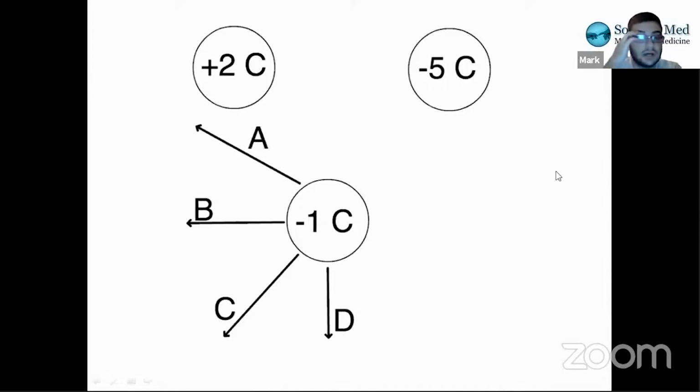And the question is, which way will this particle move as a result of these two particles? Will it go this way, where A is pointing? Will it go where B is pointing? Will it go where C is pointing? Will it go where D is pointing? Okay.